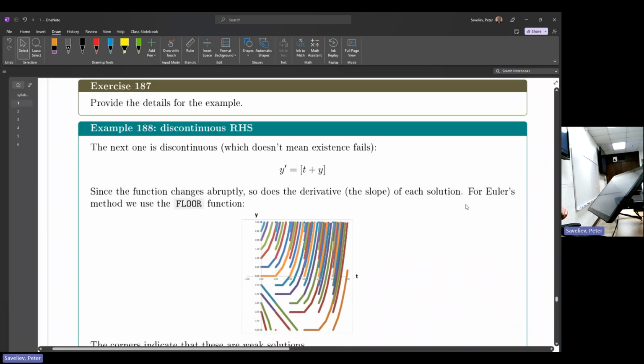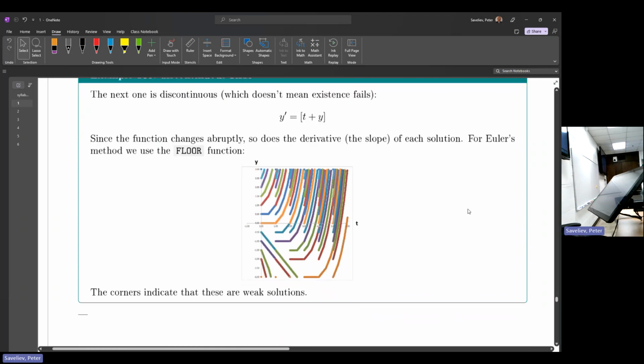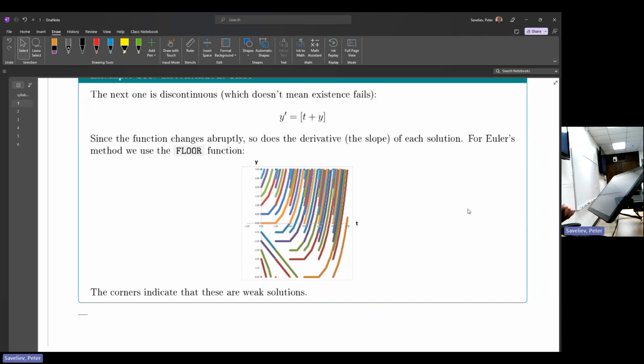Discontinuity. What does discontinuity do to our solution? We cannot rely on uniqueness. That's the only problem. And also you can see the abrupt change of the direction. But still continuity, and so the computer catches that very easily.